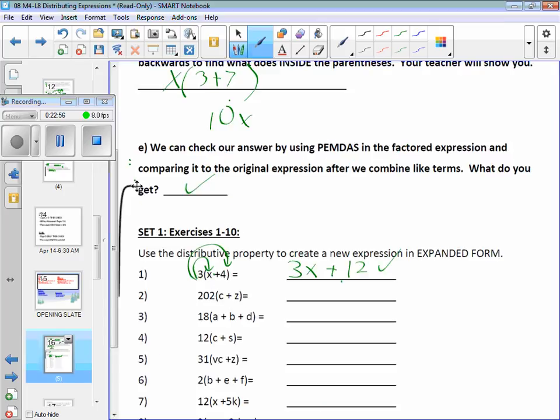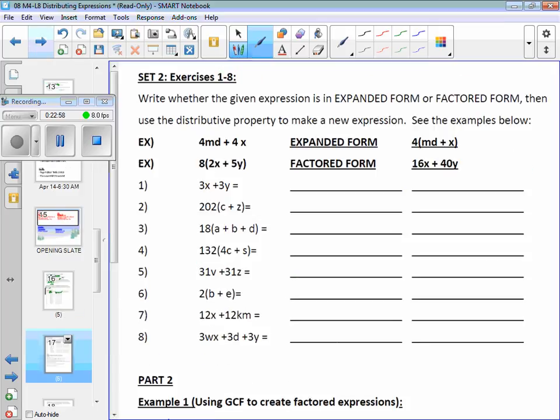Who's 3 times x with the x? No, it's not x times x times x. You said 3 times x. 3 times x is 3x. You're thinking of x times x times x, which is x to the third. 3 times x is 3x. 3 plus x stays 3 plus x. You can't combine it at all.